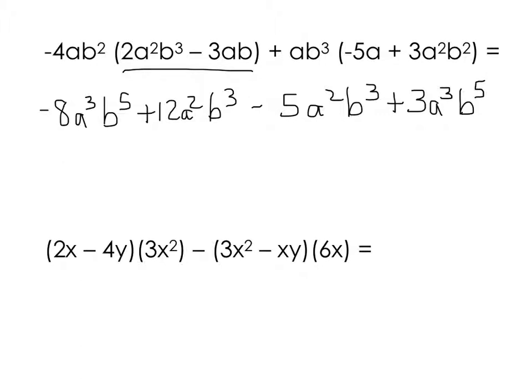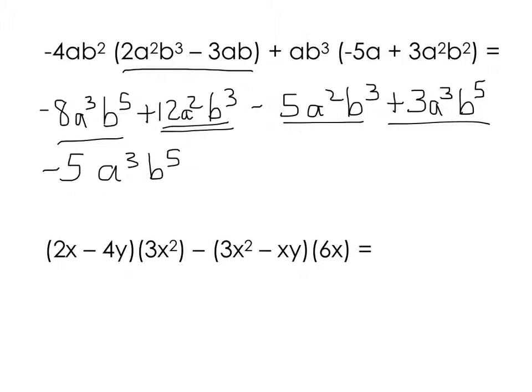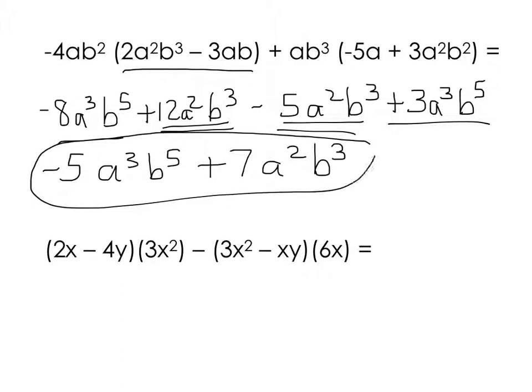Do we have any like terms? I see a cubed b to the fifth. Minus 8 of them plus 3 of them minus 5 of them. What about these? A squared b cubed plus 7 a squared b cubed. And that's our answer. Next problem.